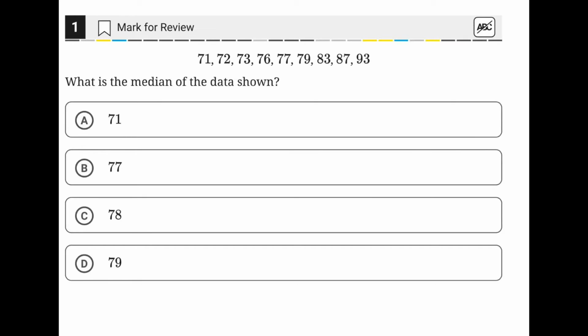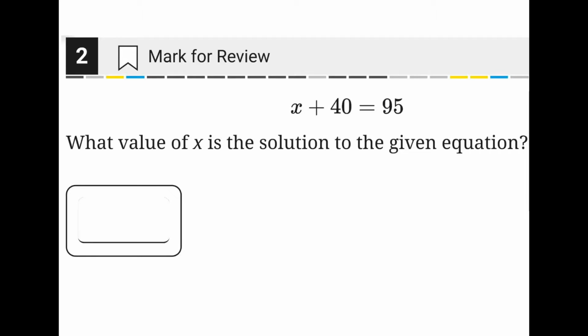Digital Practice Test 1, Module 2. Number 1, to find the median. Once they are in order, smallest to largest, you cross off from the top and the bottom until you find the middle value. Number 2 is a one-step equation. You're going to subtract 40 from both sides. You get x is equal to 55.